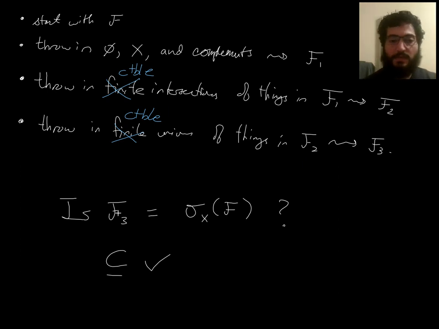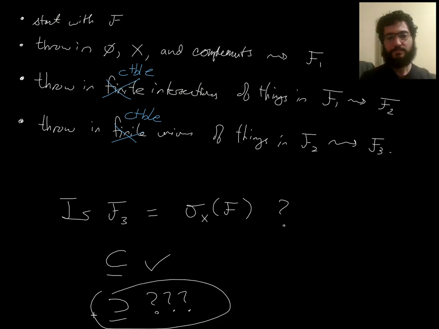That's because anything in F3 definitely has to be in any sigma algebra that contains F, simply because sigma algebras that contain F are closed under complements, countable intersections, countable unions. So the question is, did we get all of them? That's the real question. And the answer in the end is going to be no, not even close, at least in general.